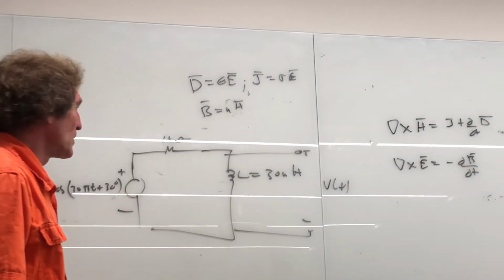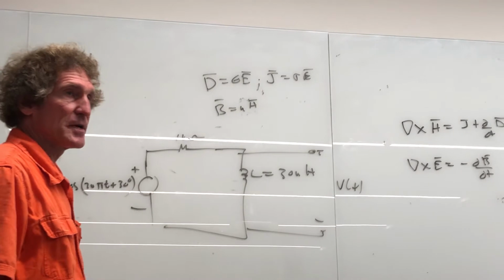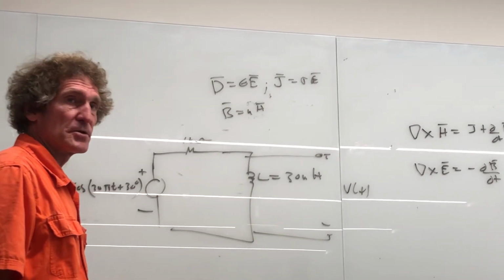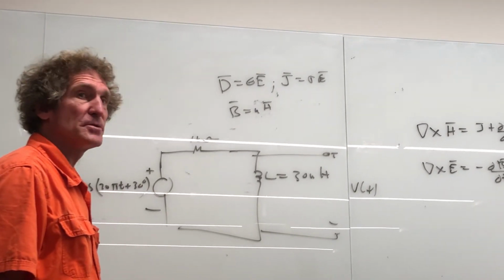And they'll say, I want to know what V of t is in the time domain, the output across this inductor. Now you're electrical engineers, so you're going to do this a little differently than physicists. So how would you do that?